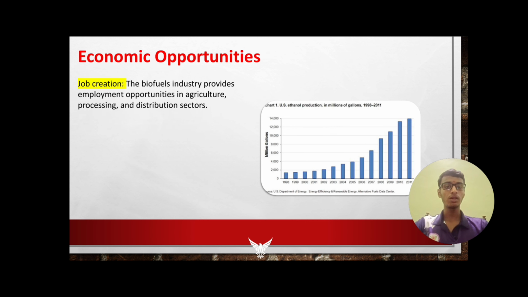Job creation. These biofuels create more jobs, from farmers to industrial persons. The biofuel industry provides employment opportunities in the agriculture, processing, and distribution sectors. From farmers to industrial persons, there are so many opportunities. So career opportunities will increase, and development will increase.